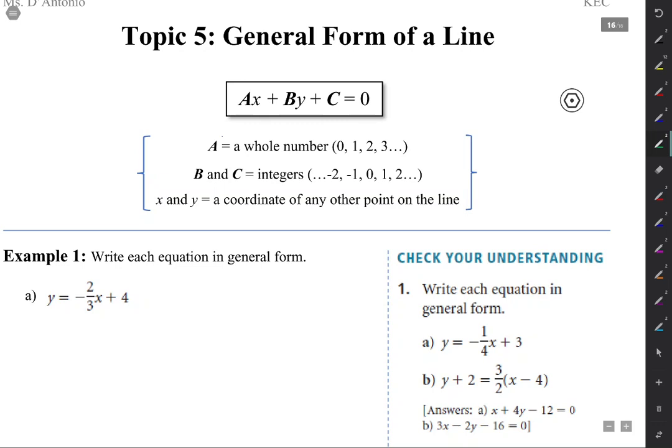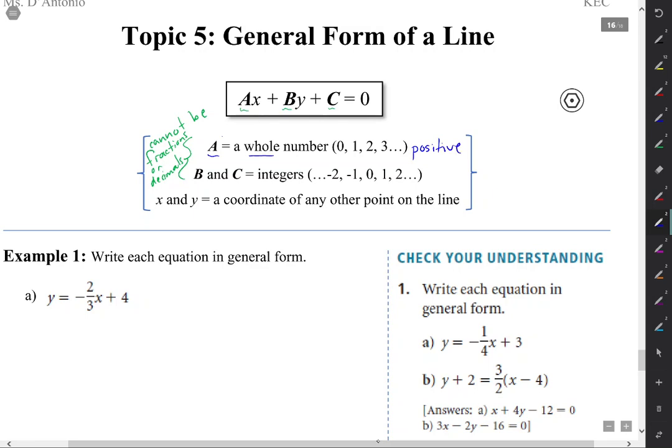Now, there are specific guidelines we have to follow for the A, B, and C numbers that will appear there. Let's begin by saying that A, B, and C cannot be fractions or decimals. A has to be a whole number. If we remember what a whole number is, it is the number 0, 1, 2, 3, and so on, so moving in the positive direction. Whole numbers do not include negative numbers. So A has to be a positive number that is not a decimal or a fraction.